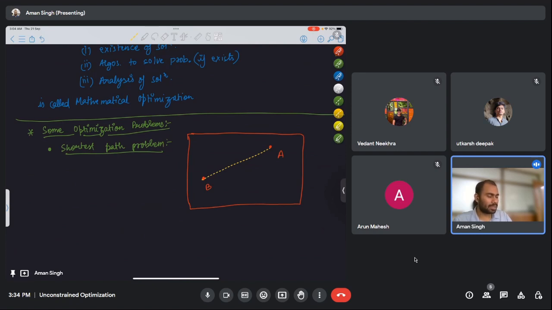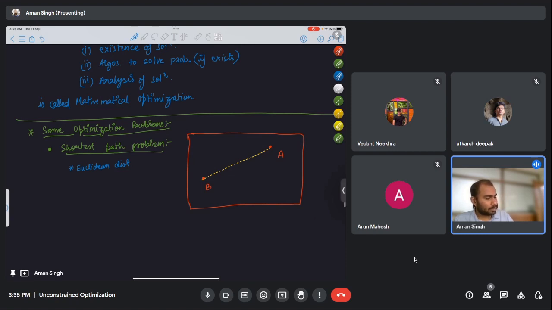This problem can be posed as an optimization problem. If we assume Euclidean distance, intuitively you know that this is the solution, but we can pose this problem by considering Euclidean distance and trying to minimize it, because there are infinitely many curves passing through these 2 points, and out of those this is the curve which gives you the shortest Euclidean distance. So that's one of the problems.